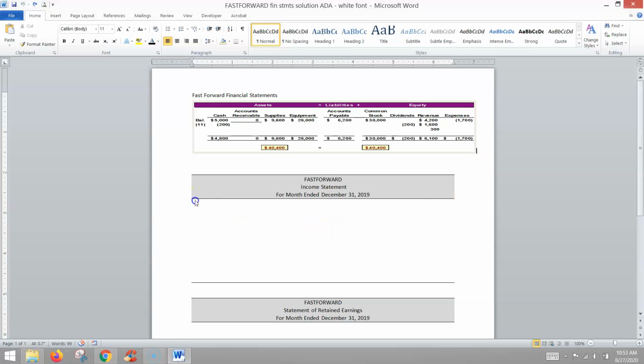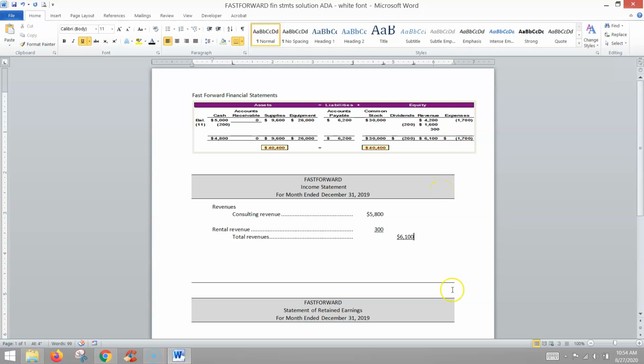We're going to list our revenue first. And we have two sources. We had some consulting revenue and some rental revenue. This is for a total of $6,100. Right here you can't see the detail, but it is in the PowerPoints as to where it's coming from.